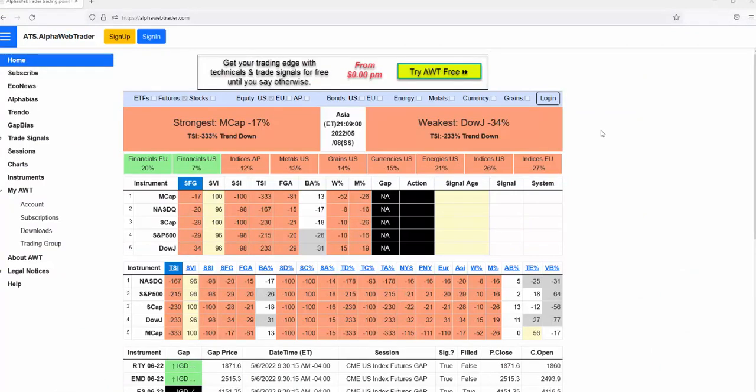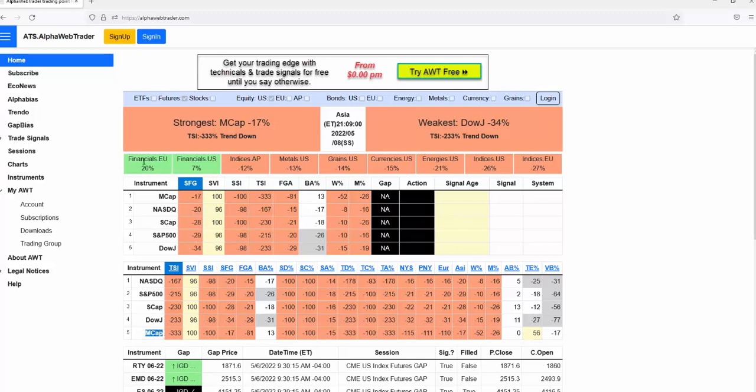This is the home page, and this gives us a great snapshot in the morning of which is the strongest market, which is the weakest market, and what the trend is, up or down. This trend strength indicator is what we were looking at on Thursday and Friday to determine which is the stronger market and which is the weaker. So the NASDAQ right now, Sunday as the market is open, is the strongest market. The mid caps are the weakest.